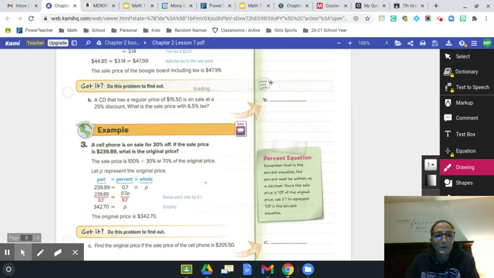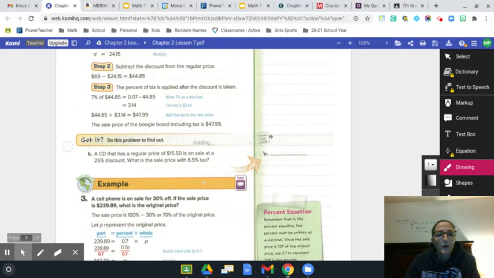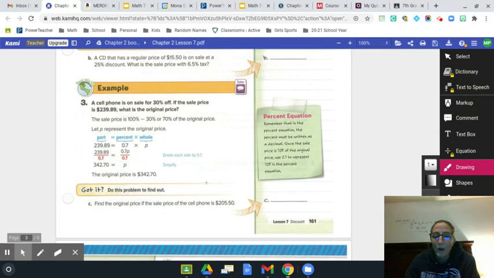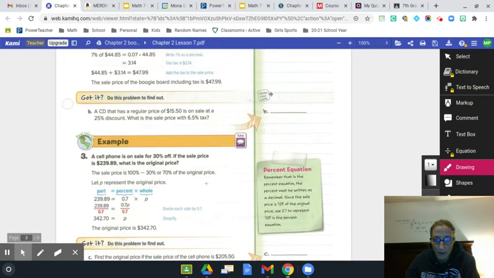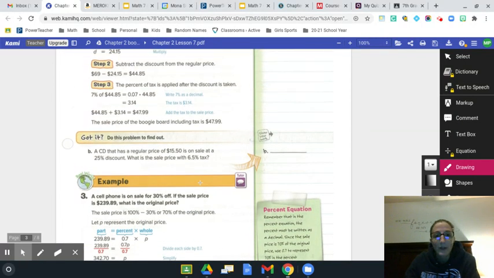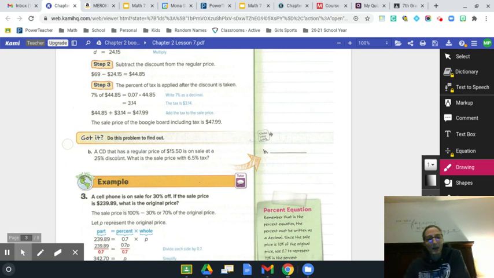There it goes. We're going to look at page 161. There's a letter B there that we're going to try. Letter B, 161. So letter B says you have a CD that has a regular price of $15.50, and it's on sale at a 25% discount. What is the sale price with 6.5% tax?